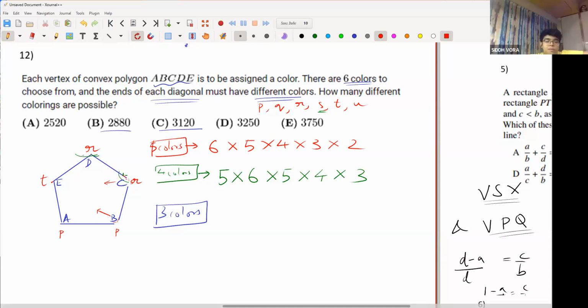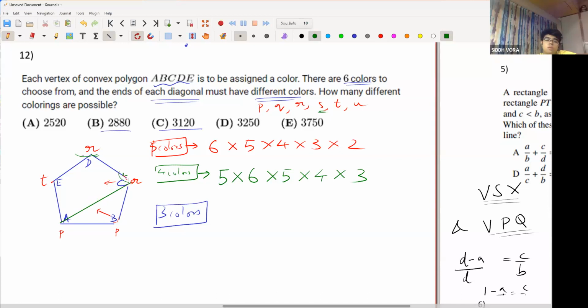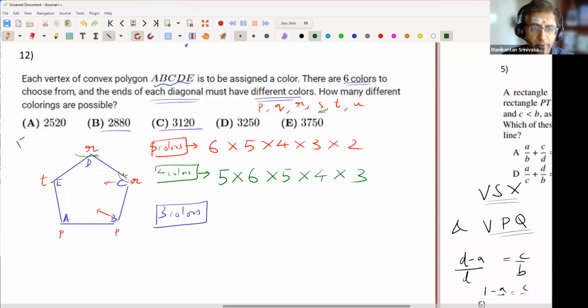What do they mean exactly when they say ends of each diagonal must have different colors? Meaning, if I have a diagonal which is AC, A and C must have different colors. Oh, okay. So there are how many diagonals in a pentagon? N into n minus 3 by 2, right? There are 5 diagonals. All of those 5 diagonals, the endpoints of each diagonal must have different colors. Yeah, you're okay.